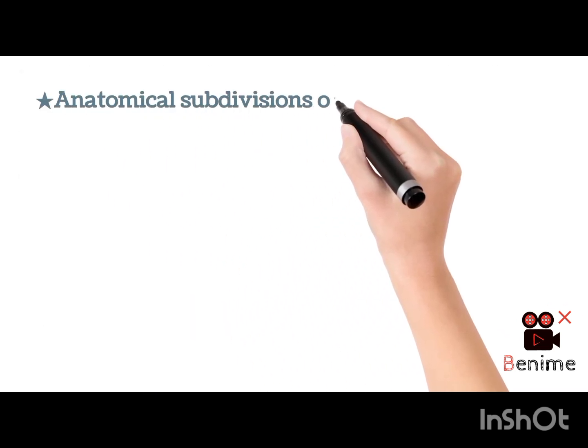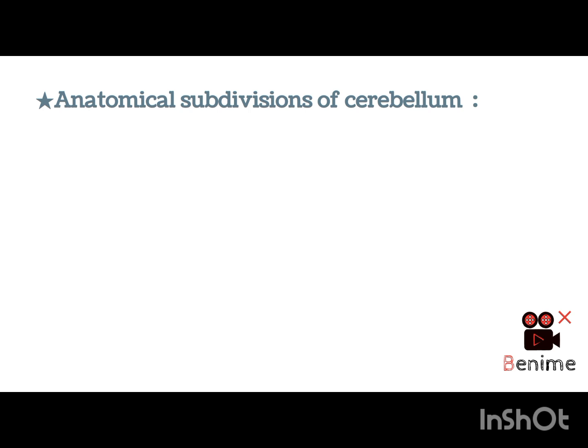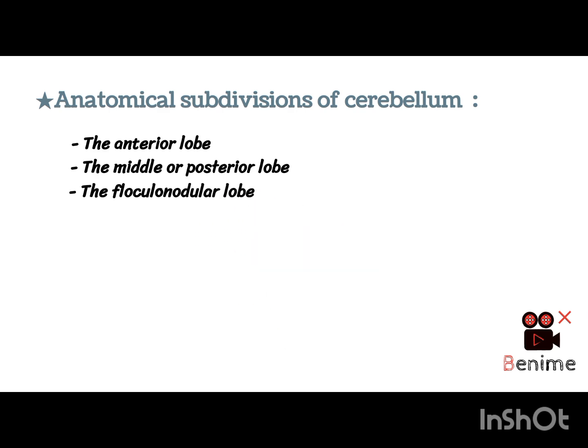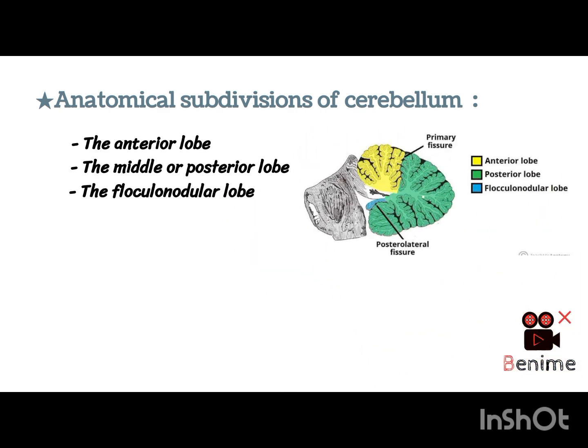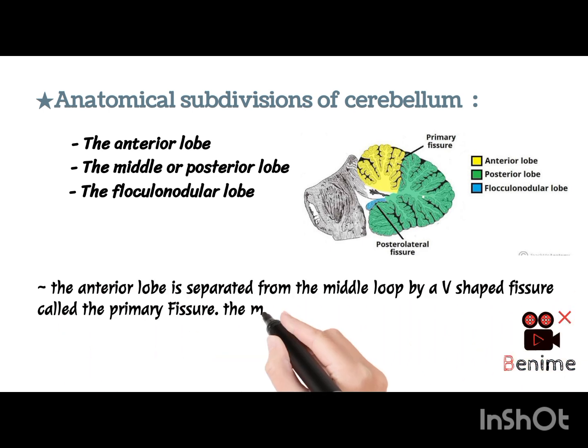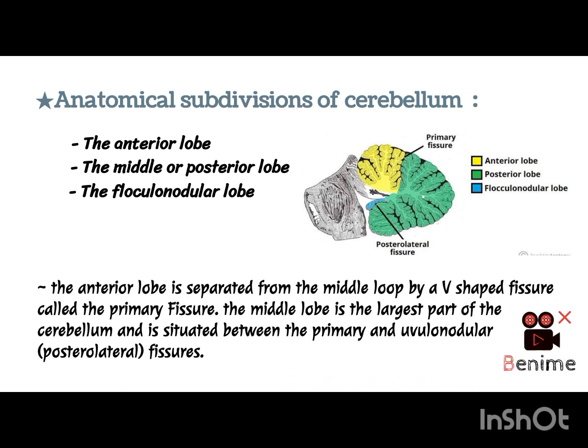Now, the anatomical subdivisions of cerebellum: the anterior lobe, the middle or posterior lobe, and the folliculonodular lobe. Here we can see in the figure. The anterior lobe is separated from the middle lobe by a V-shaped fissure called the primary fissure. The middle lobe is the largest part of the cerebellum and is situated between the primary and uvulonodular fissure.